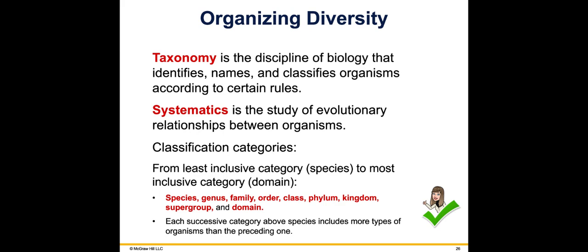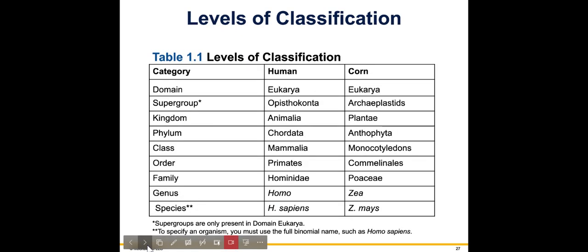If we take a look at these categories, what we see is that each category is going to include, if we go in this order, more than the one before it. So there's more living things in domain than compared to species. Another way to take a look at this is if we were to look at humans and corn. They're both in the same domain, eukarya, but then they immediately become something different, where humans are in supergroup Opisthokonta, corn is in Archaeplastids. If we then went down to kingdom, it's now different, right? Kingdom Animalia for humans, kingdom Plantae for corn.